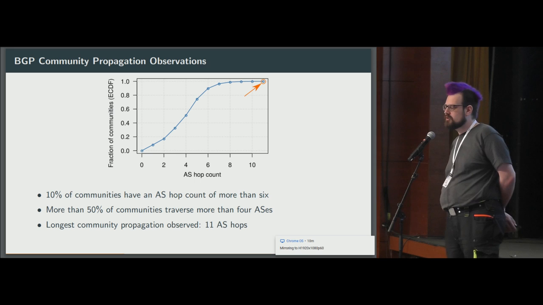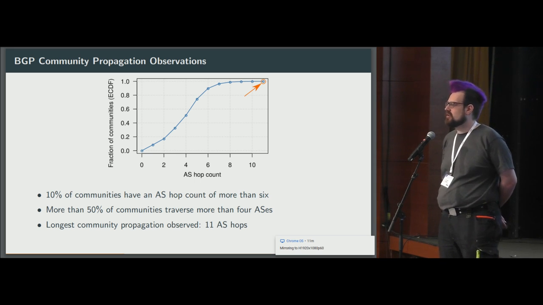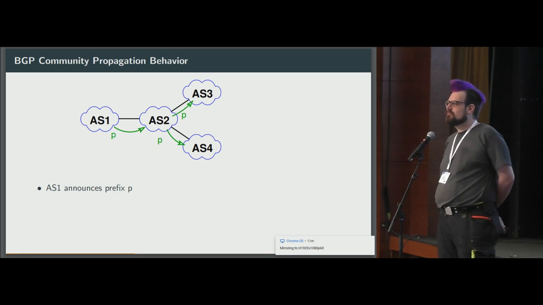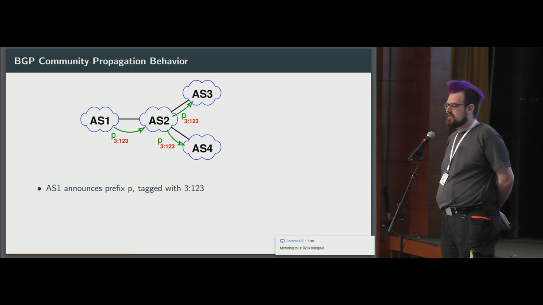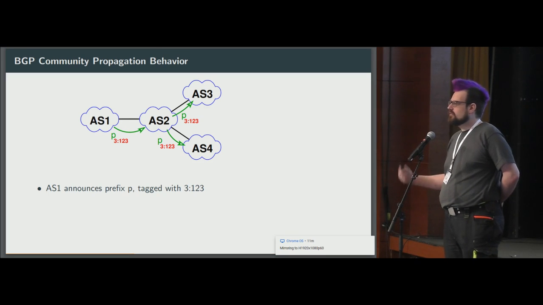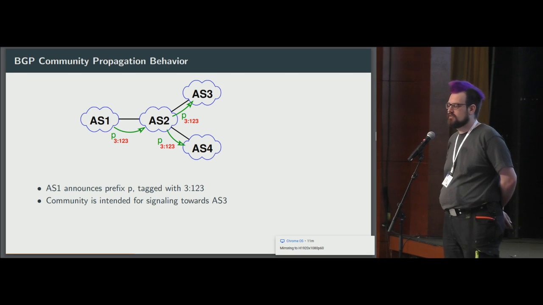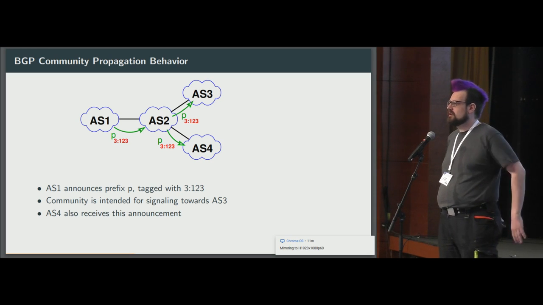And the longest community propagation we have observed were 11 AS hops. So they do propagate through the internet. Now, looking at another very complex AS topology, AS1 again announcing a prefix to AS2, and adding a community 3123 to inform AS3 or execute path prepending there, you will notice that this community value is also propagated to AS4 again. And although it's only intended for signaling something towards AS3, AS4 is also receiving an announcement with this community.